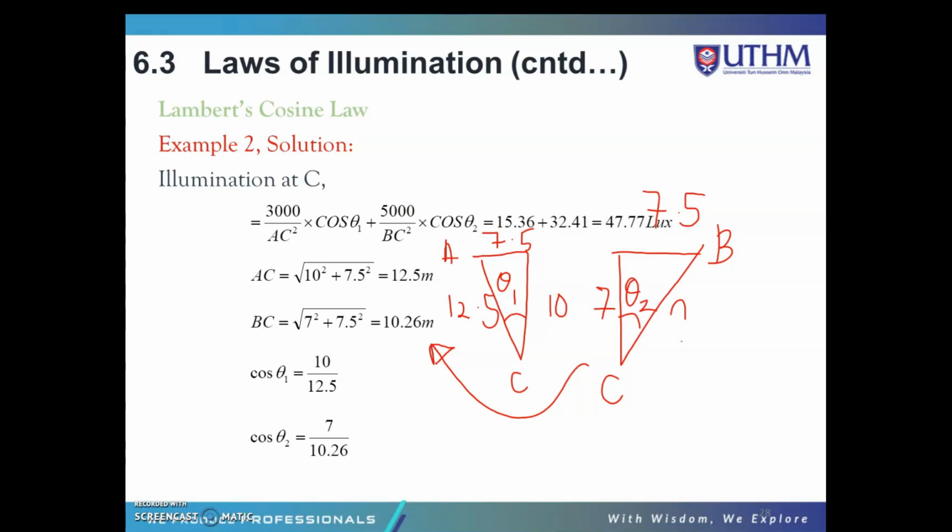From this triangle you can also get cos theta 1 using trigonometry. It equals 10 over 12.5, which gives 0.8. Then the second one, cos theta 2, equals 7 divided by 10.26, which gives 0.6823.